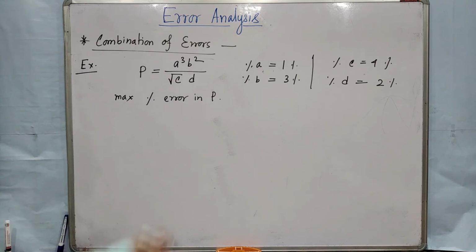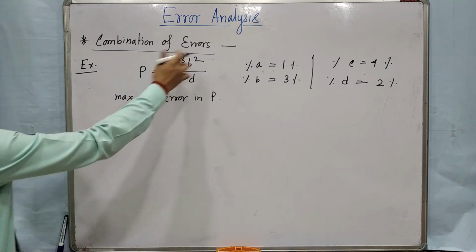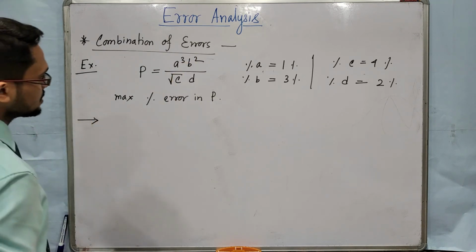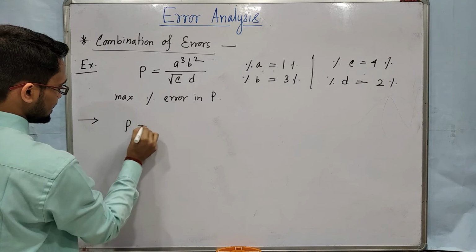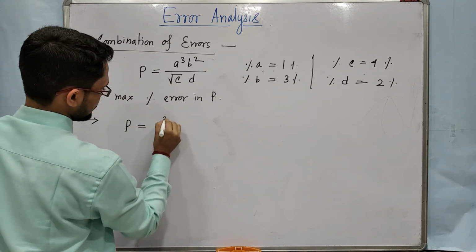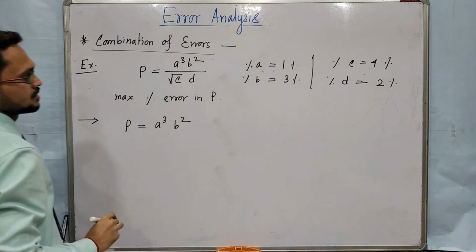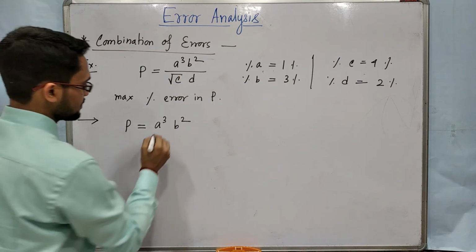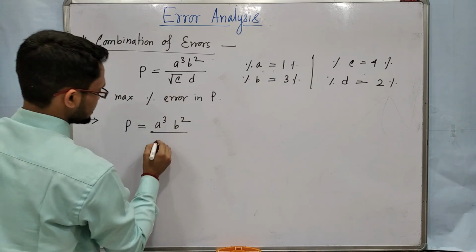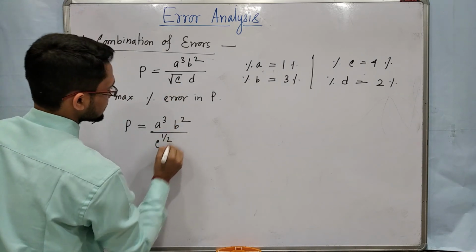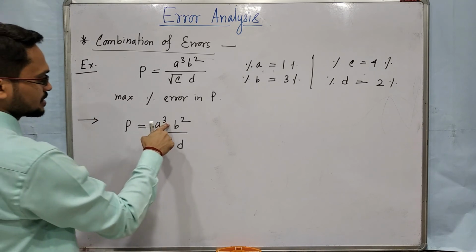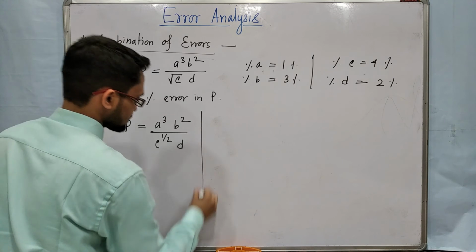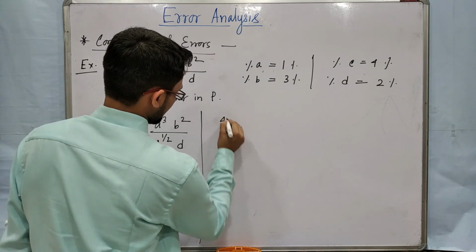So how will you calculate? There are powers, 3, 2, and some are in the denominator. First I am writing them properly. You can take a cube b square in the numerator. If you do not, don't worry, the same way will be followed. So root c means c to the power half into d. So here the powers are 3, 2, half, 1. I am putting the formula directly.